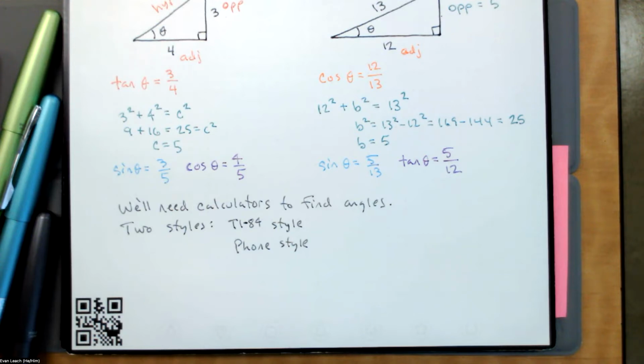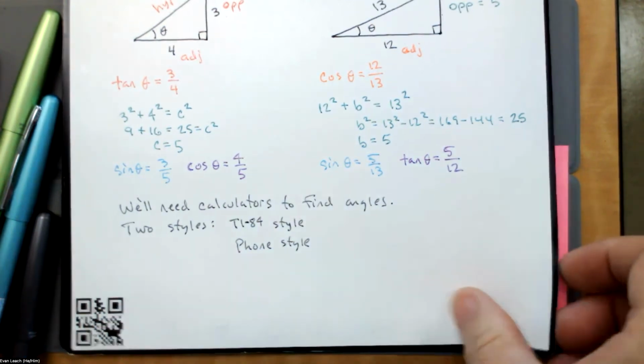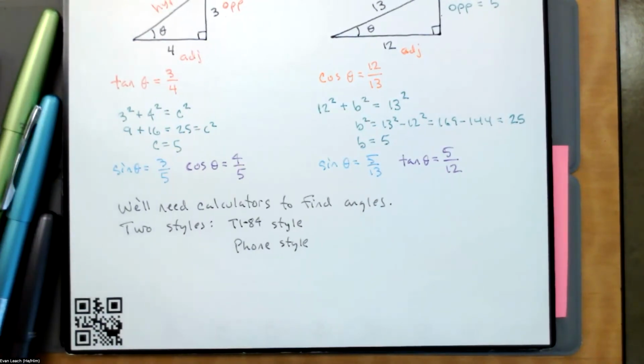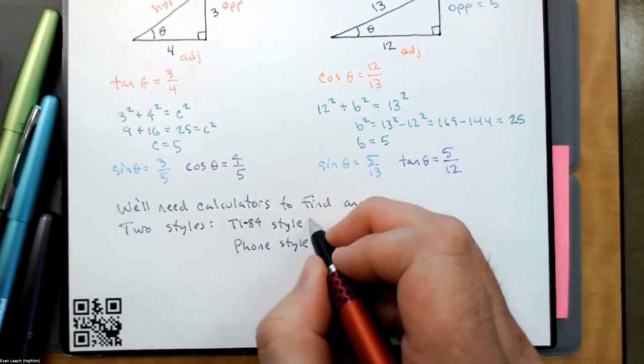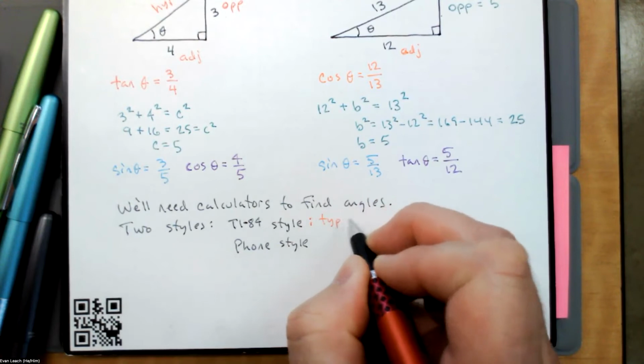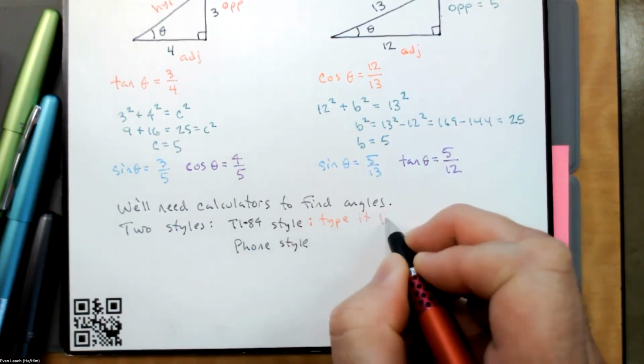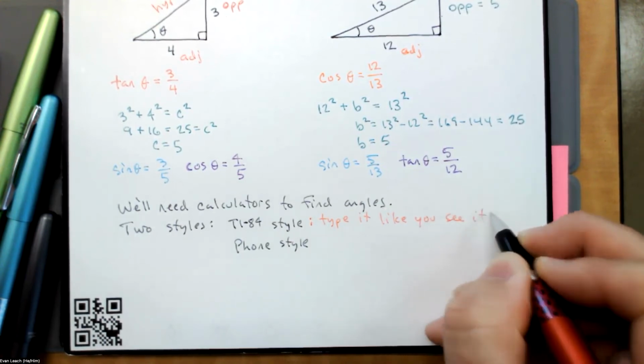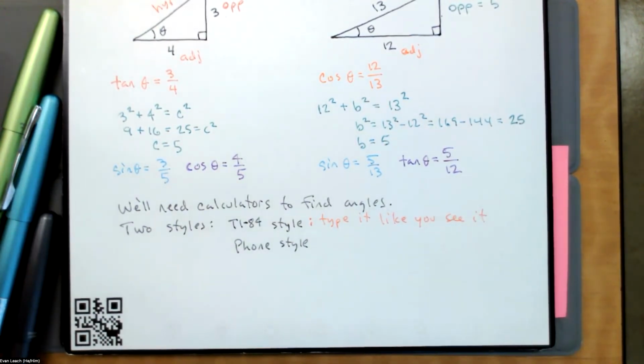But anyway. So there's going to be two styles. There's going to be TI-84 style. This is where we're going to be typing things as we see it. And there's going to be phone style, which is a little bit old school. So let's do some calculations. So actually, let me just write down the way I think of these. TI-84 style, type it like you see it.